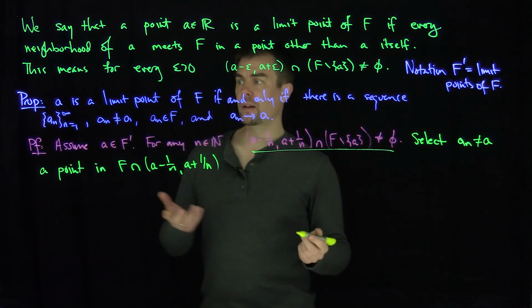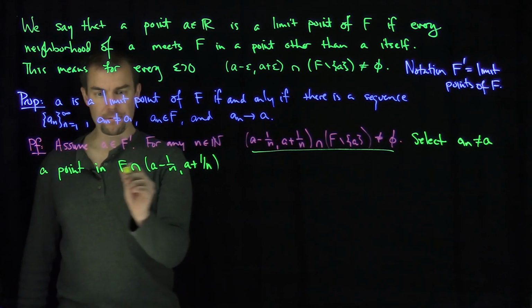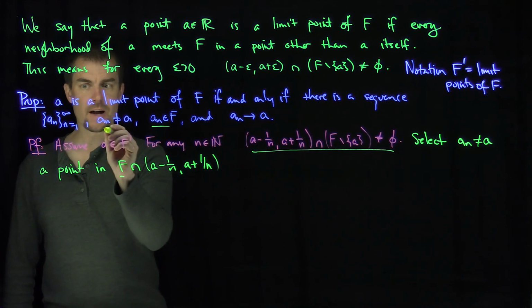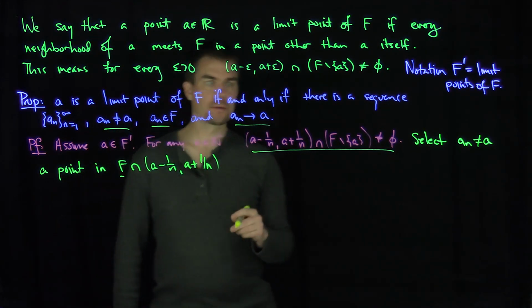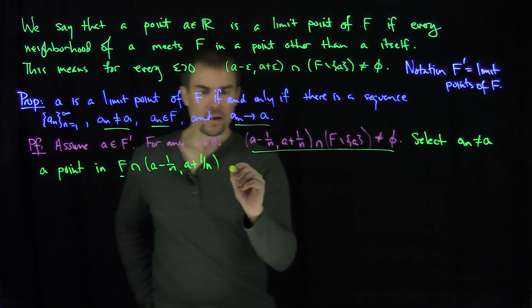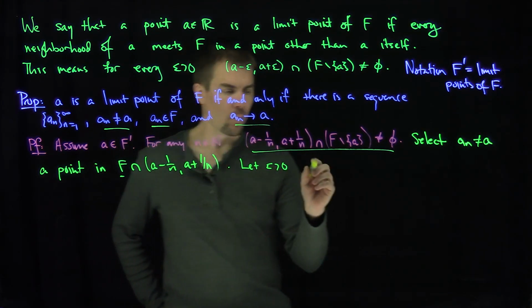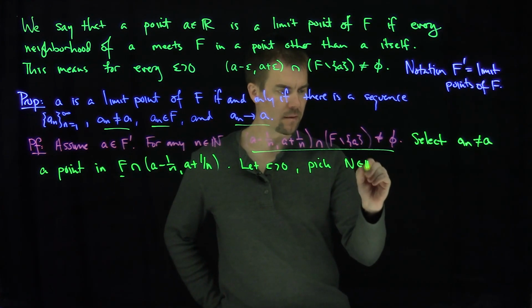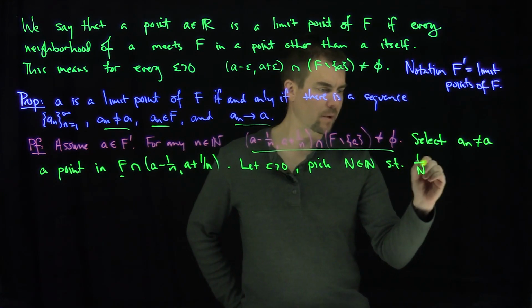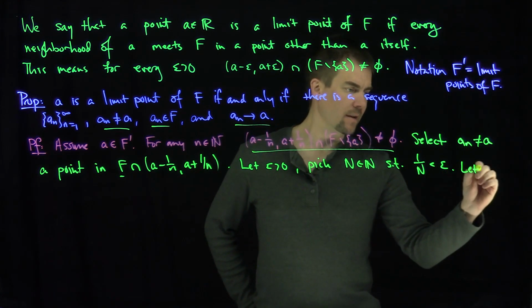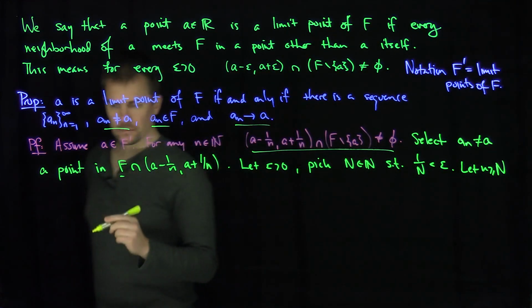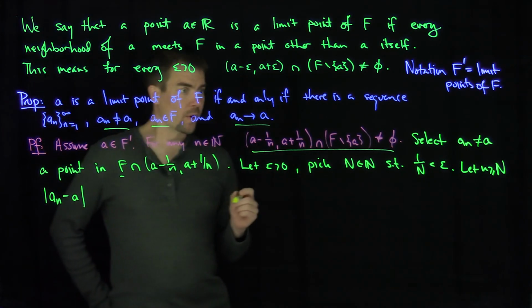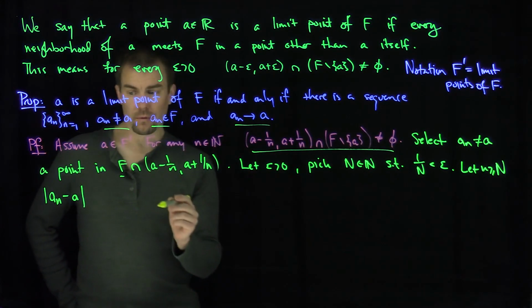Now what do we know? The points a_n are in F. That's what we need. They're not equal to A. I just need to show that the sequence I've constructed converges to A. Well, that's easy to see. Let epsilon be greater than 0. We pick N capital in N such that 1 over N is less than epsilon, and we let little n be bigger than or equal to N capital. Then what can I say about the difference a_n minus A? I know that a_n is in an interval of length 1 over n.